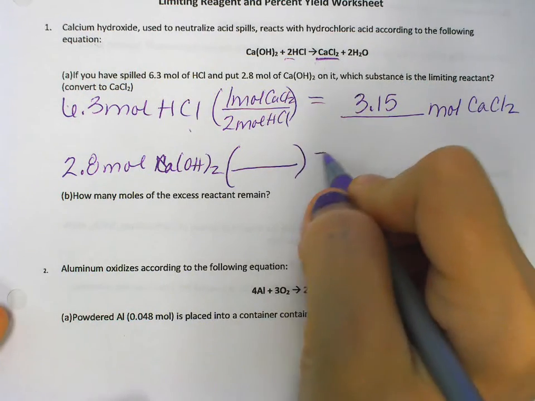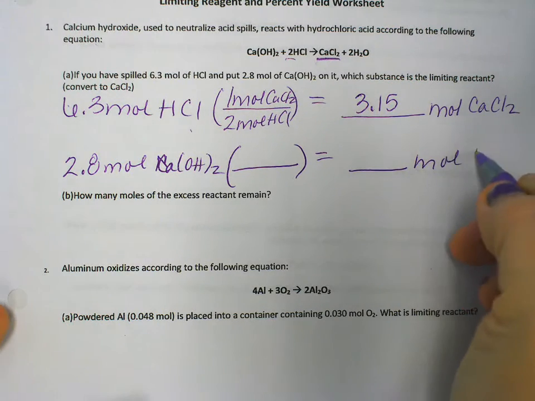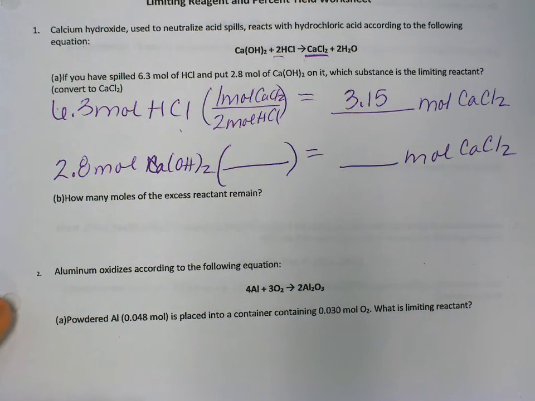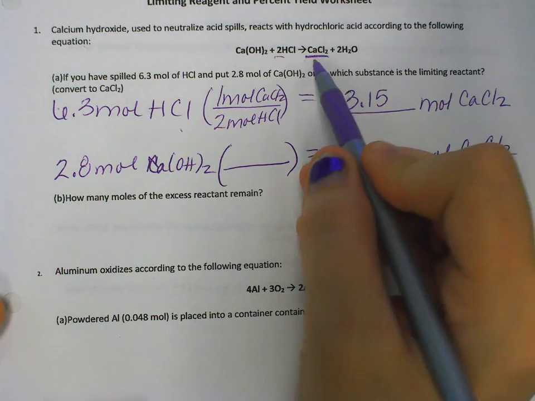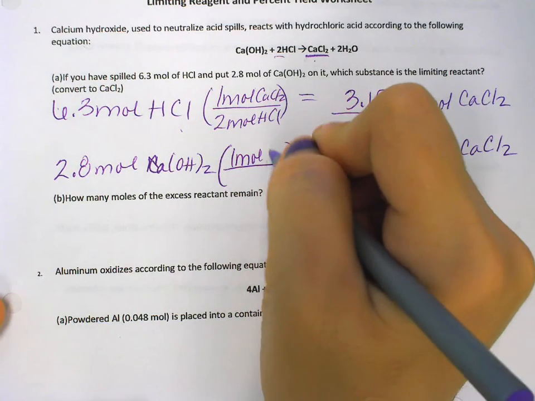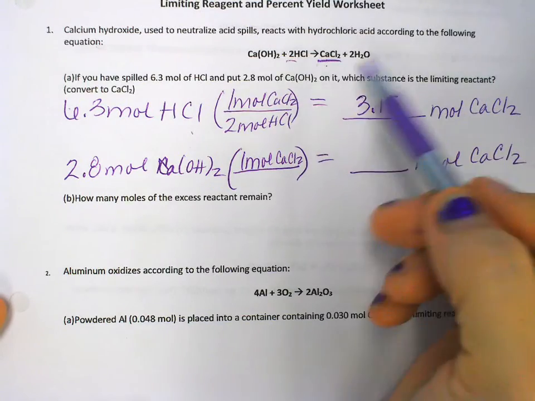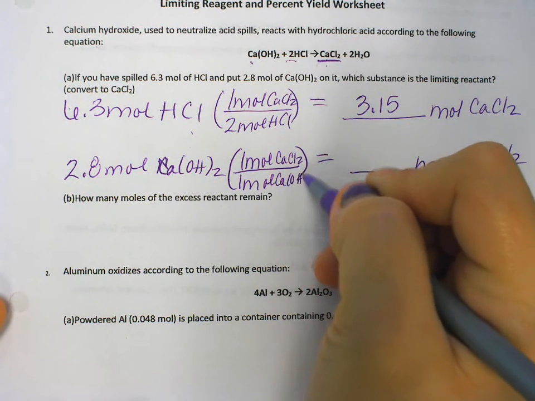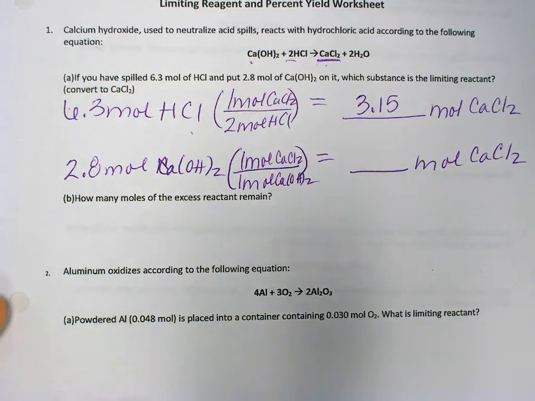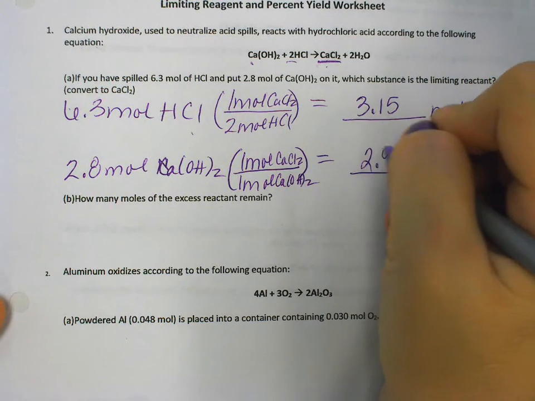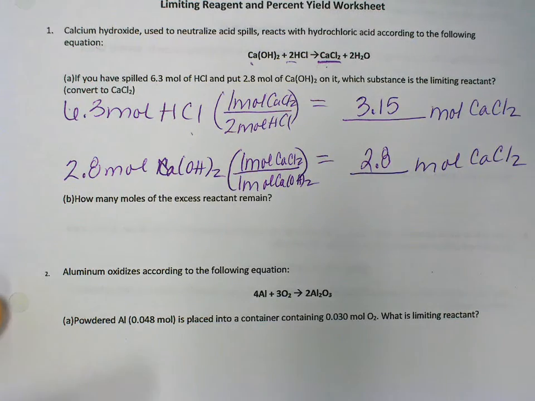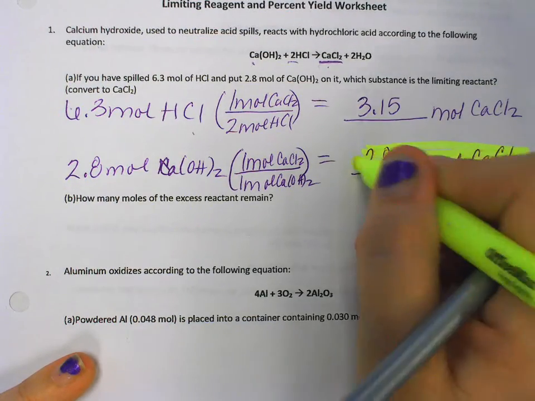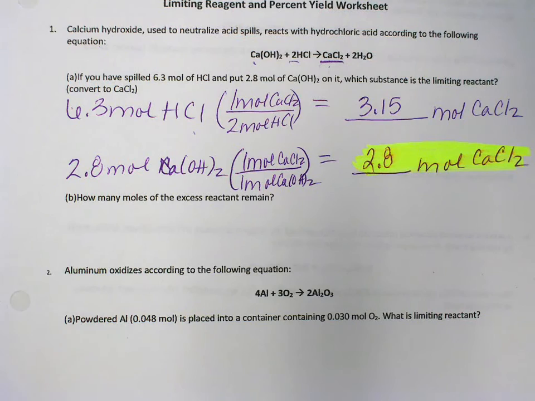Change that also into calcium chloride. So I started with 2.8 mole of calcium hydroxide, and I'm going to do the same thing. 1 mole of calcium chloride. Calcium hydroxide also has a 1. So now I'm going to switch that. So I have 2.8 times 1 divided by 1. That gives me 2.8. Out of both of these, this is the smaller answer. So that means that that's how much calcium chloride I'm going to produce.